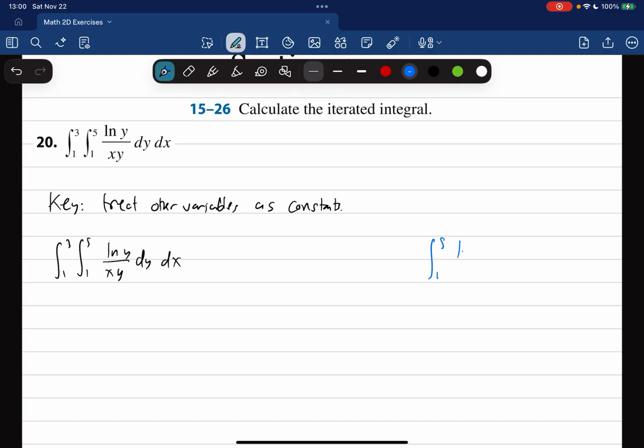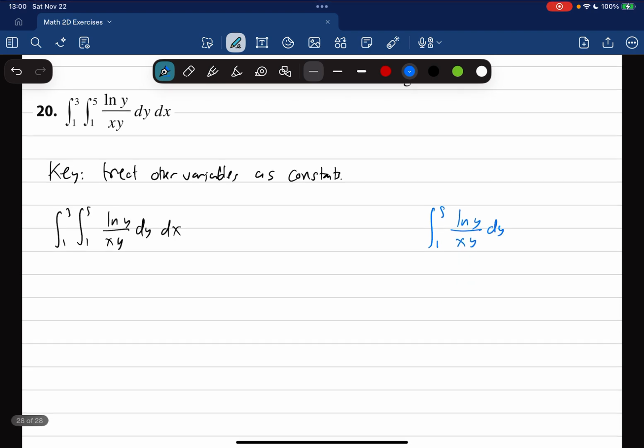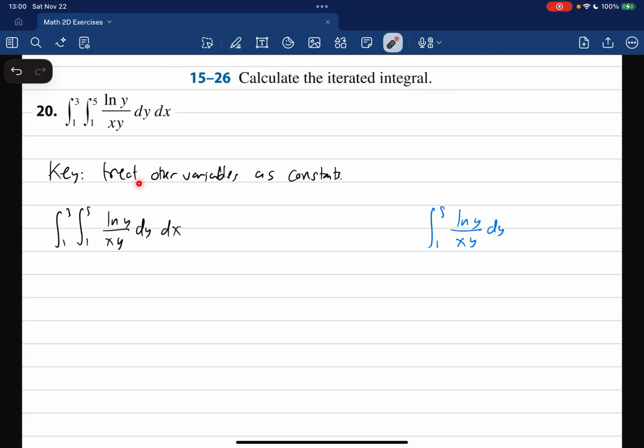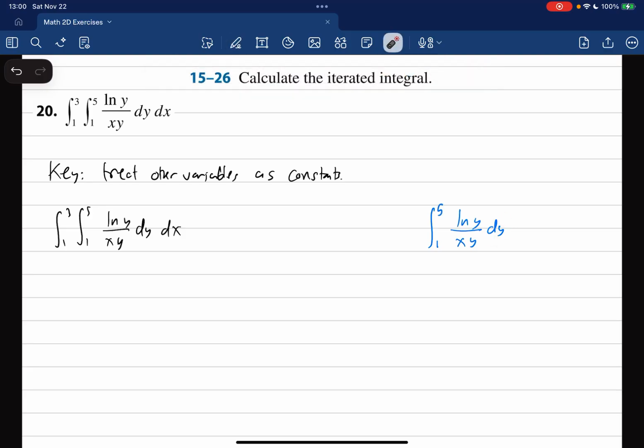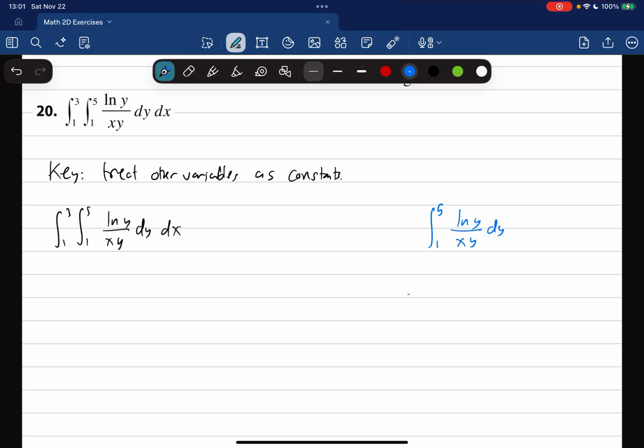The inside integral is ln y over x times y dy. And remember what I said up here, we want to treat our other variables that we're not integrating with respect to as constants. And so here, we're integrating with respect to y. So x is going to be a constant. And therefore, this is 1 over x times the integral from 1 to 5 of ln y over y dy.